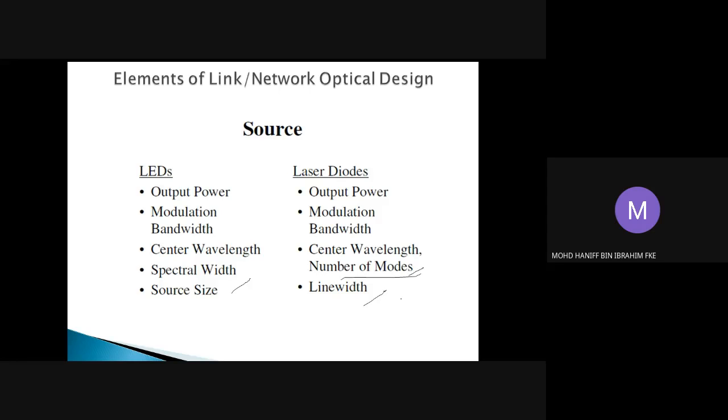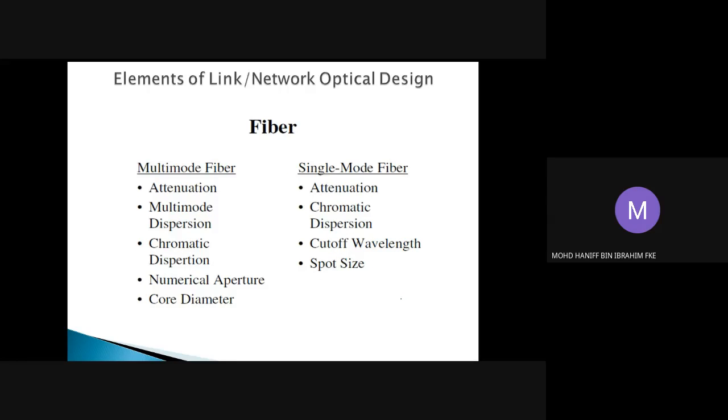And also about the fiber optics itself, the channel, which is covered in chapter 2 and chapter 3. We have learned about the types of fiber optics, the single mode fiber and the multi-mode fiber. What should be the effect on the attenuation? What should be the effect of dispersion? The chromatic dispersion, the numerical aperture, the cutoff wavelength. These are the things that we have learned previously in chapter 2 and chapter 3.